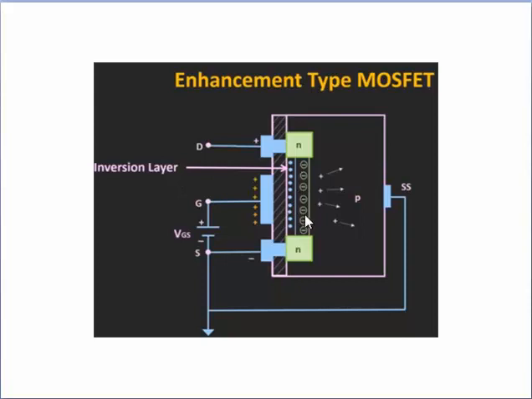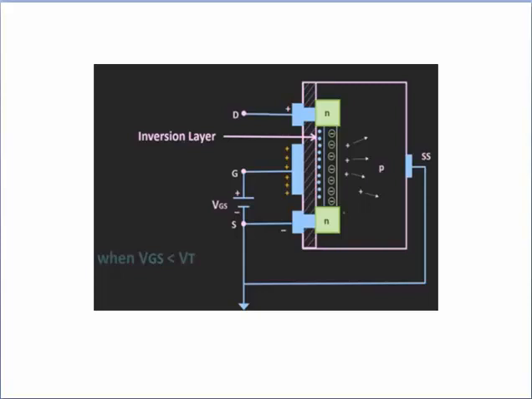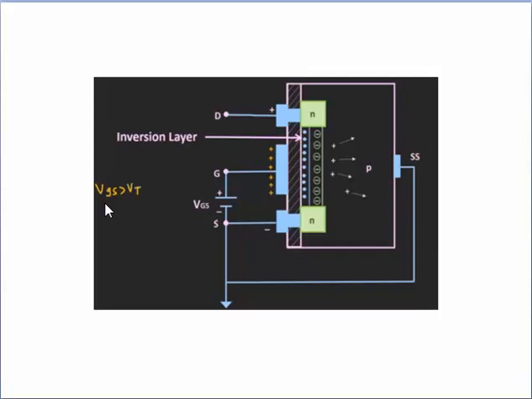Now if we apply a voltage between the drain and source terminal, current can flow through this channel. The value of the gate-to-source voltage at which this inversion layer is created is called the threshold voltage, Vt. Below this threshold voltage, that is when VGS is less than Vt, there will not be any flow of current through this MOSFET. And whenever VGS is greater than Vt, the width of the channel will increase.